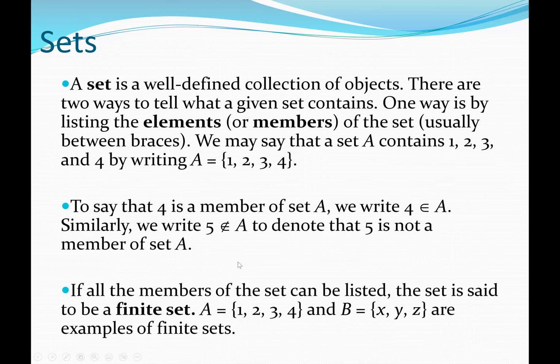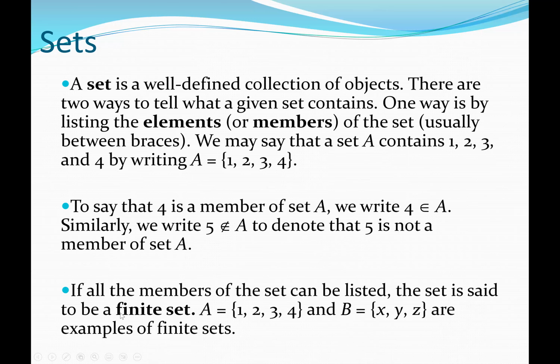There is also a second option. To say that 4 is a member of a set, we can write 4 belongs to A. The symbol here denotes belongs to. Similarly, we write 5 does not belong to A, or we can say 5 is not a member of set A. So again, we can use the symbol for 4 belongs to A, or 5 does not belong to A.